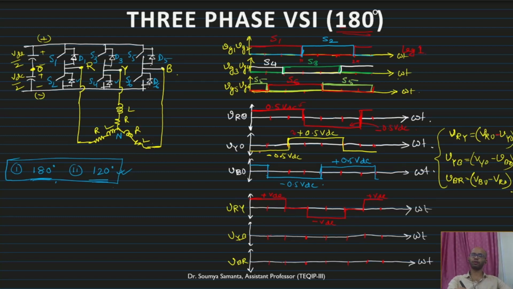So YO is starting with the minus VDC, and this one is starting with the plus VDC. Plus, but there is minus. So 0.5 VDC minus 0.5 VDC, and this is also minus, this plus and this minus, minus 0. So this will be minus VDC for this part.